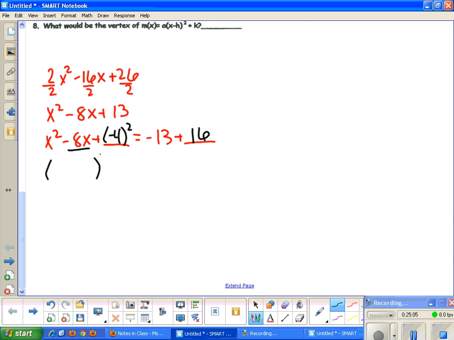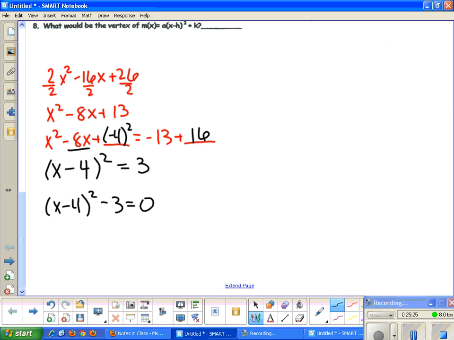So then when I write this, I can now factor that, which becomes x minus half my linear term all squared equals 3. And then I'm not done because I want to take my 3 back to the other side for transformation form. So x minus 4 squared minus 3 equals 0.